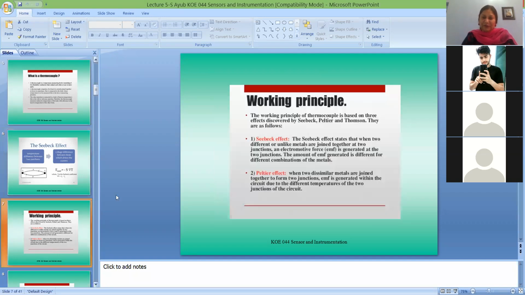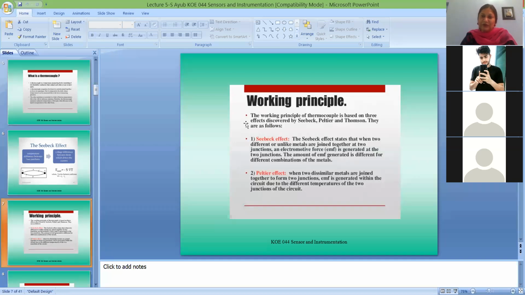So this is what your Seebeck effect tells you. The same is the principle of thermocouple. But now somebody says that it is working on Seebeck effect also, Peltier effect also. So we'll shortly see what are these. The working principle of thermocouple is based on three effects discovered by Seebeck, Peltier, and Thomson.